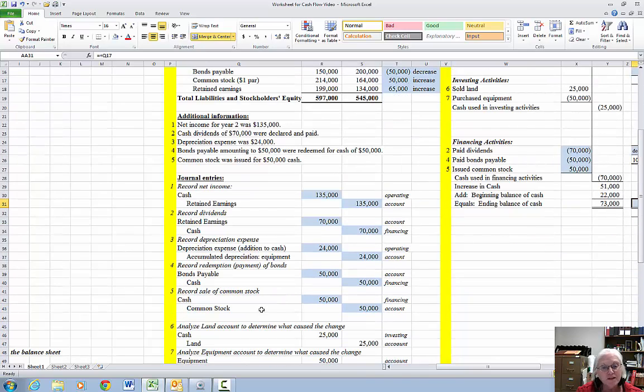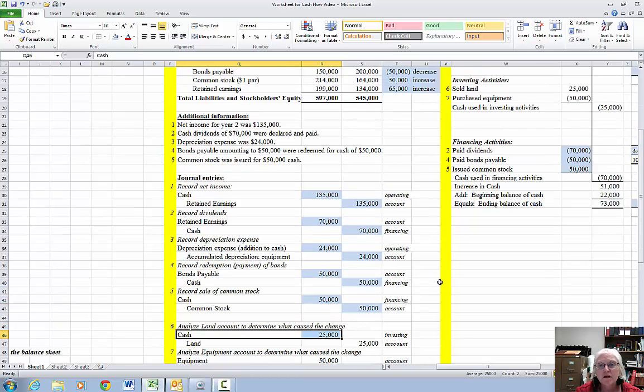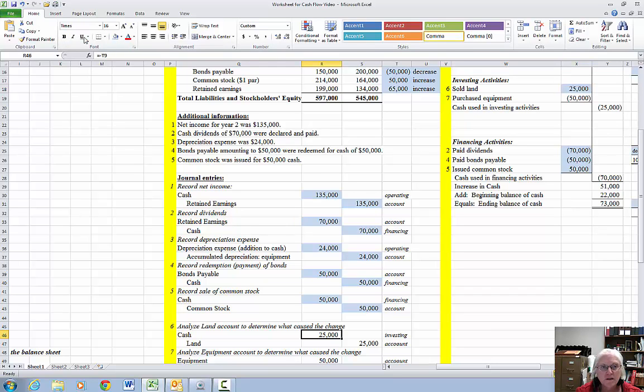Well, if we had to get rid of some land, we probably sold it. Since it didn't tell us anything in the additional information, we'll just assume that we sold it for whatever the change is in the land account. So that was $25,000. I'm going to debit cash for $25,000. And land is a long-term asset, so it goes in investing activities. And we're going to debit the cash for $25,000.